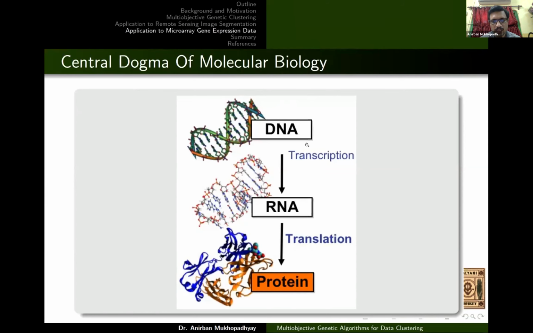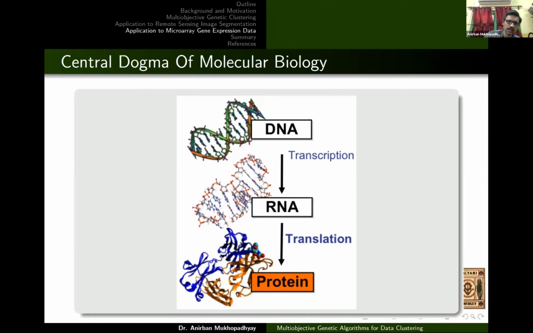Genes are the programs, but they cannot function themselves until they are converted into proteins. So these are the functional units. All the works in a cell, all the functions in a cell are actually done by the proteins. Unless the genes are converted into proteins, they cannot function. So once a gene is converted into RNA, we say the gene is expressed. And this expression value can be measured.